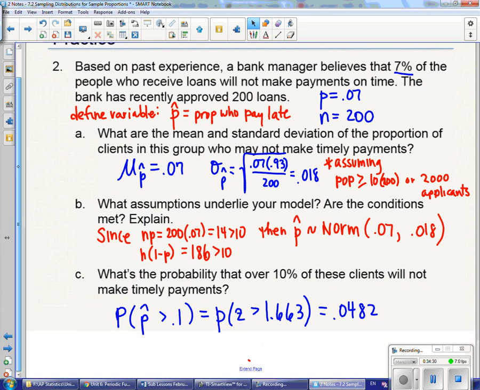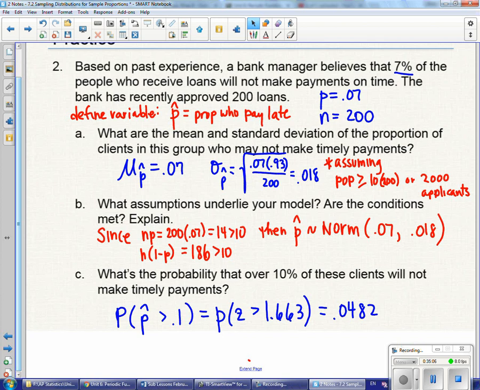In the second one, it says, based on past experience, a bank manager believes that 7% of people who receive loans are not going to make payments on time, and the bank has recently approved 200 loans. So if we define the variable p hat, and remember, just like with any other variable, you always want to define your variable. So if I define my variable p hat to be the proportion who do not pay on time or who pay late, I know from the problem that my true population proportion is 7%, and that the n in this case are the 200 applications that have just been approved.